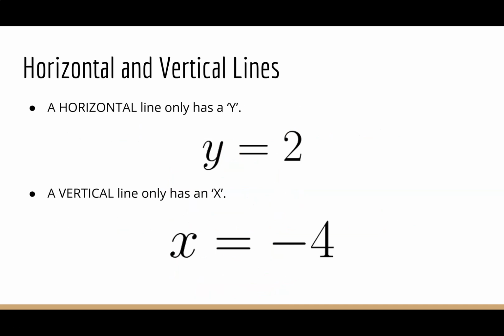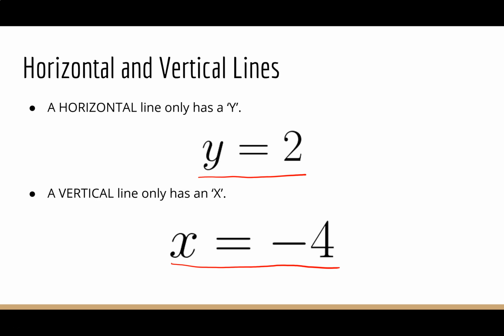Okay, horizontal and vertical lines. So this is where it kind of frustrates people because you either know the answer or you don't. So first of all, a horizontal line only has a y, so y equals 2 would be a horizontal line. A vertical line only has an x, so x equals -4 would be a vertical line. Now, sometimes you'll be flat out told it's vertical or horizontal, sometimes you'll just have to realize it.